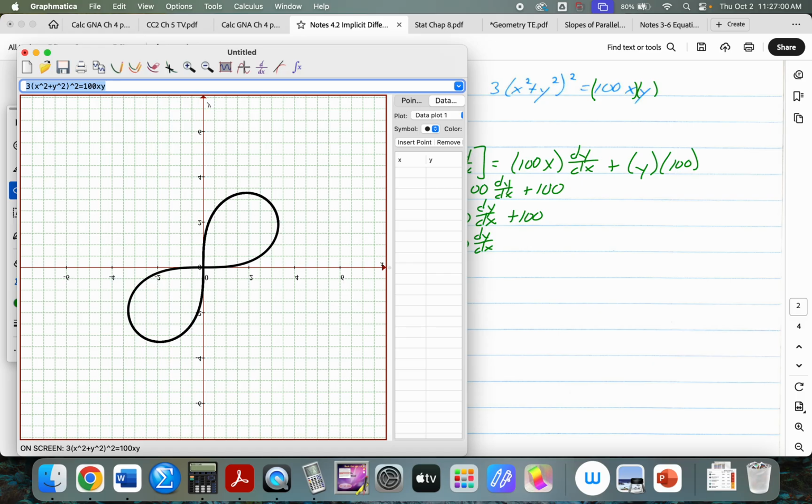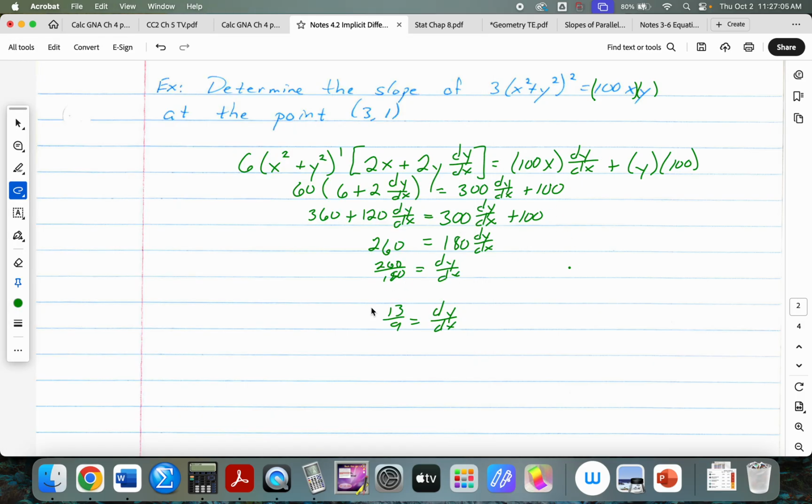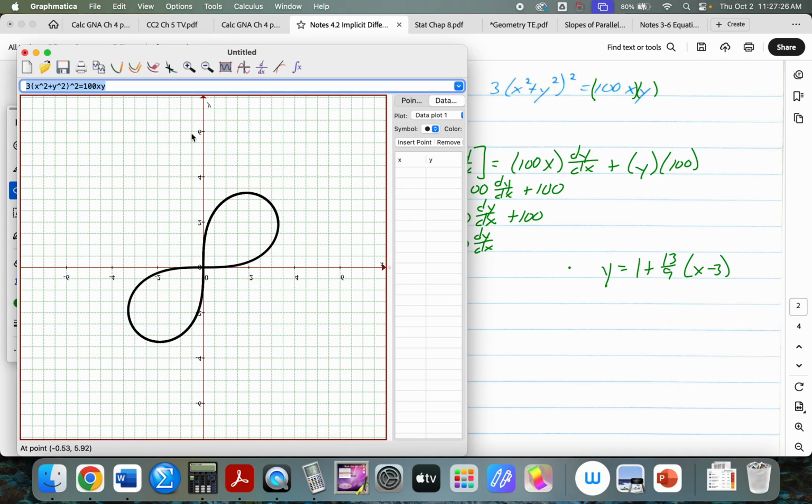All right, and we know that this goes through the point 3, 1 with the tangent line having a slope of 13/9. So, just so I can write this out, that would mean that y is equal to 1 plus 13/9 times x minus 3. You don't need to write that down. That's just what the tangent line would look like. So if I graph that, y equals 1 plus 13/9 parentheses x minus 3. Boy, I hope I got it right.